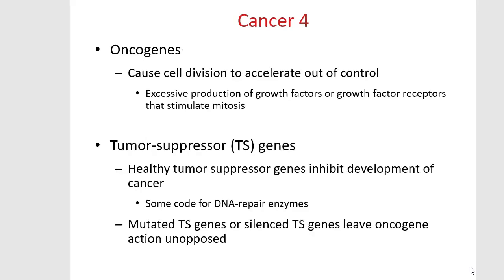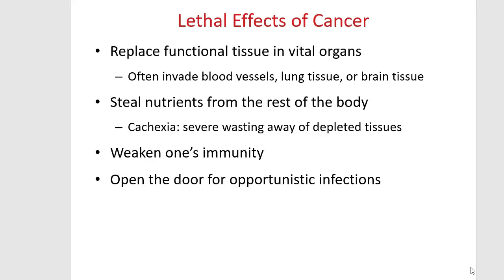So we have oncogenes, which I've talked about before. They can accelerate out of control. And gratefully, we do have some tumor suppressor genes. When activated, they can help silence the oncogenes, but not all the time does that work.